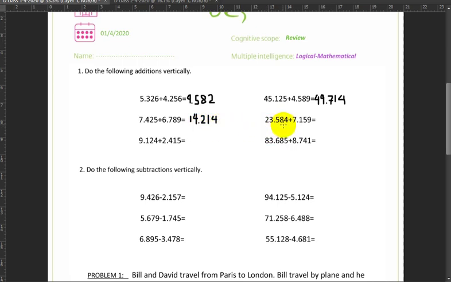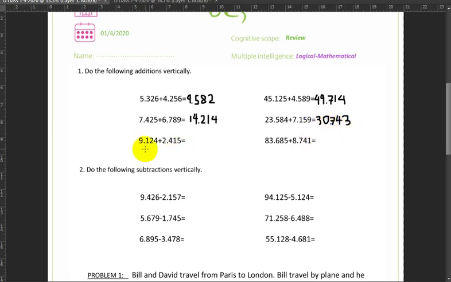Next up, 23,584 plus 7,159. 4 and 9 makes 13, right? 3, carry 1. 5 and 8 makes 13, and 1 that I carried over makes 14. 4, carry 1. 1 and 5 makes 6, plus 1 that I carried over makes 7. 7 and 3 makes 10, so write 0, carry 1. 2 and 1 that I carried over makes 3. So my result is 30,743.